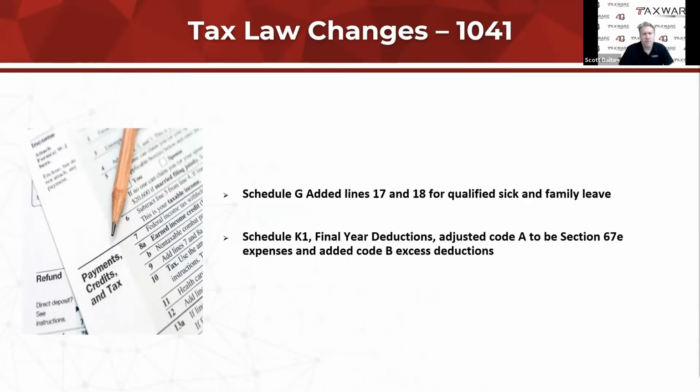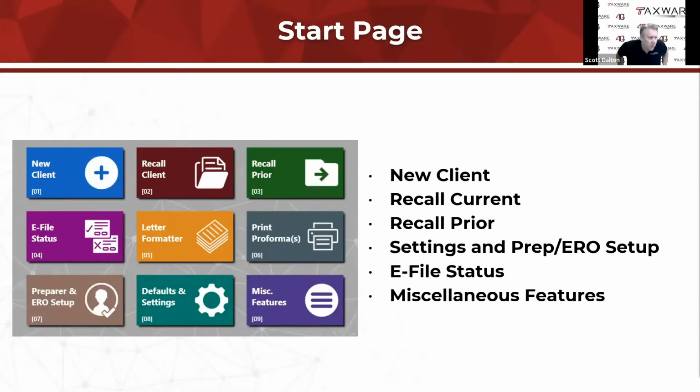1041 changes, pretty minimal. They added 2 lines on the Schedule G for qualified sick and paid family medical leave. On Schedule K1 in the final year deductions, they adjusted Code A to be Section 67E expenses, and then added Code B, excess deductions. And with that, I think that's all the highlights as far as tax law changes. So we will go ahead and dive into the program. And like I said, I'm going to be using the 1065 program for the most part.